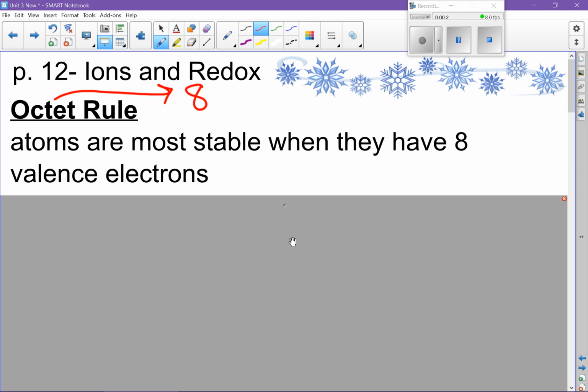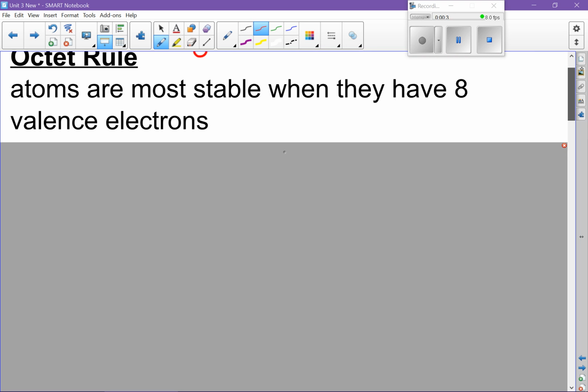So this is every atom's dream. My dream is to get $1 million. I hope that it happens. An atom's dream is to just have 8 valence electrons. That's what they want the most in the world.